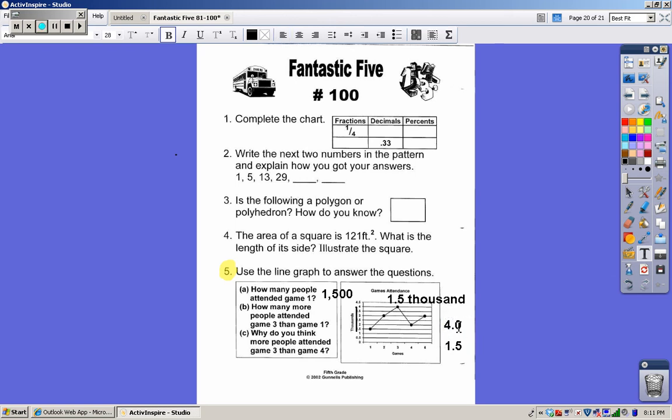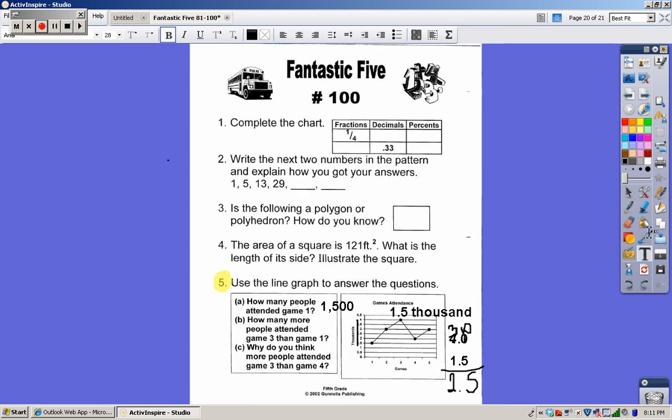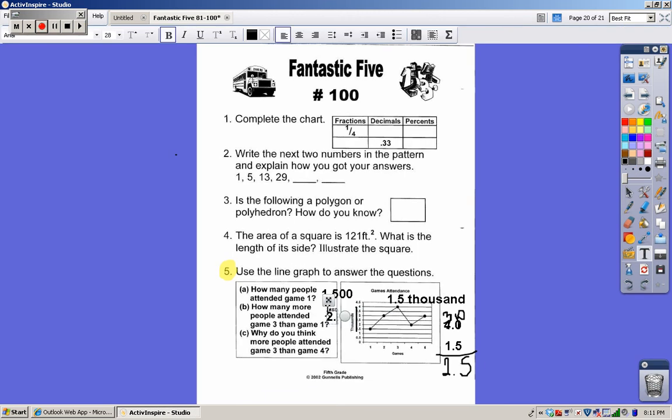And if you subtract these two, using our great subtraction skills, we can borrow from our whole, or our thousands place, and lend a 10 to our tenths place. And we have 10 minus 5 is 5, and 3 minus 1 is 2. 2.5 thousand more people attended game 3 than game 1. These people must be doing really good. So you can write it like that, or as 2,500.